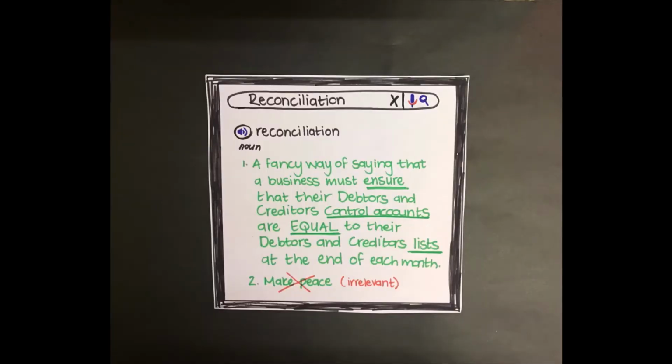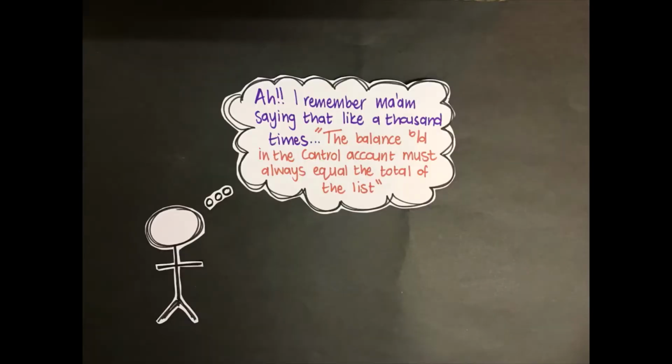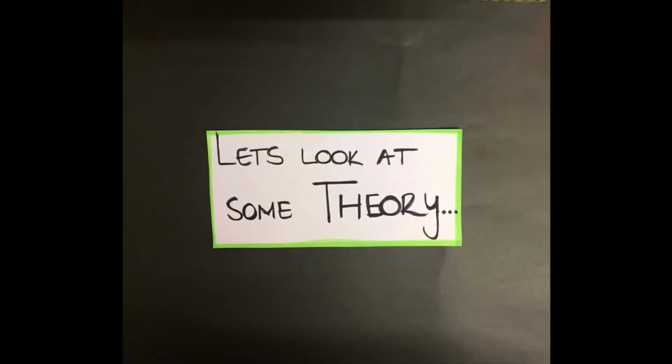My definition of reconciliation is that it's just a fancy way of saying that a business must ensure their debtors control account is equal to their debtors list and their creditors control account is equal to their creditors list at the end of each month. Can you remember us saying that over and over in class, that the balance brought down on the first of the next month for debtors or creditors control must always be the same as the total of the list? Let's go and look at some theory.